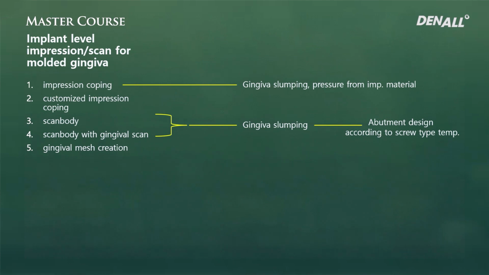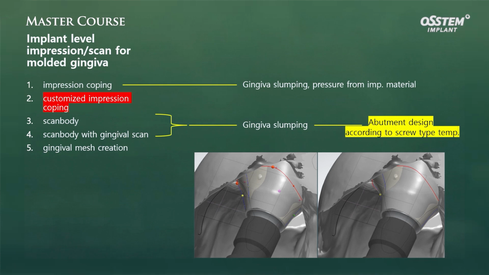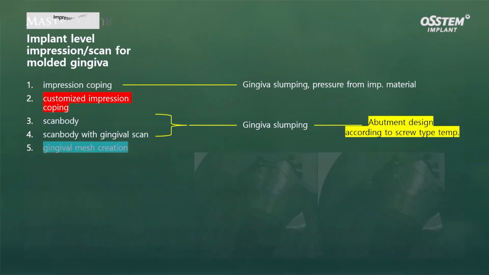So again, if we narrow it down to impression, gingiva sloping happens internally, and if you create the abutment as is, it can become narrow. So to copy the temporary exterior form using the number 2 approach would be the principle, but with the help of digital technology, even using the number 3 or 4 approach, the screw type can be taken into consideration in the overall design.